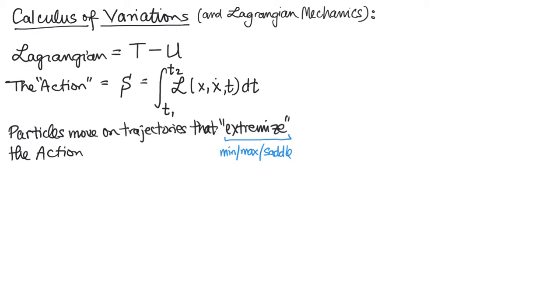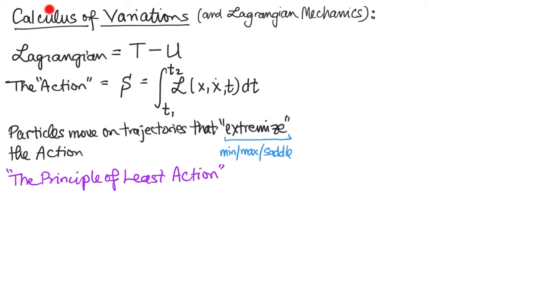So this idea that particles move on the trajectories that extremize the action is sometimes called the principle of least action. And we use that term knowing that it doesn't necessarily mean least. It could be a min or a max or saddle, so maybe it should more properly be called the principle of extremal action, but principle of least action is what's most commonly used, with the understanding that it's not always the least.